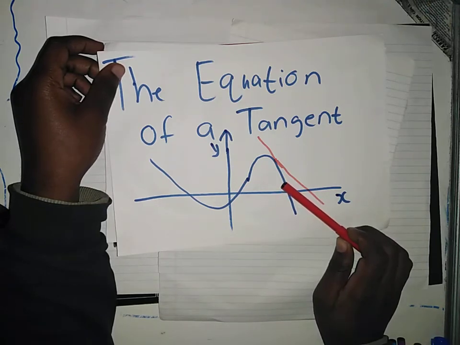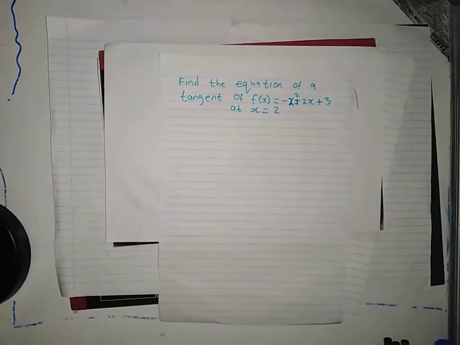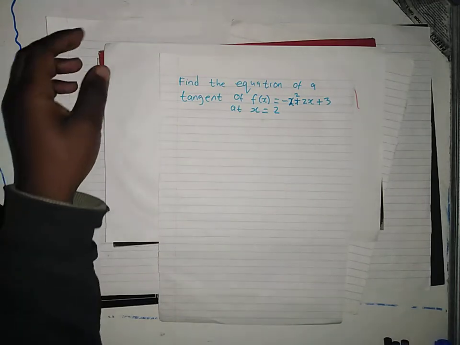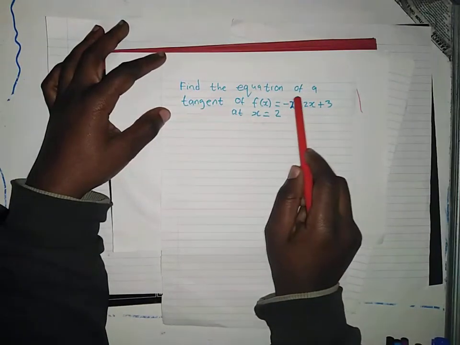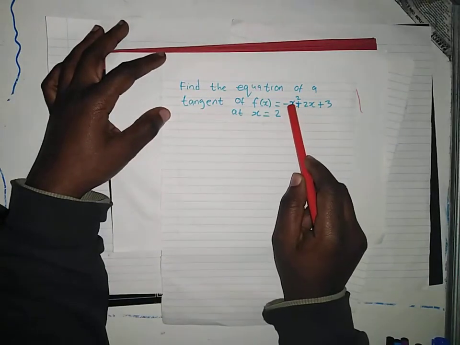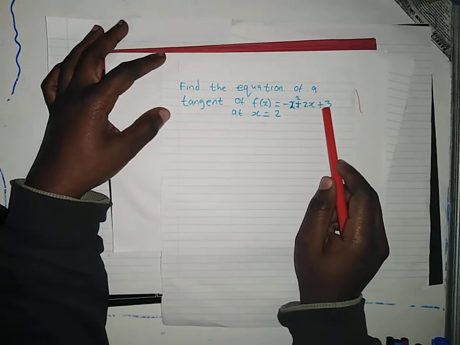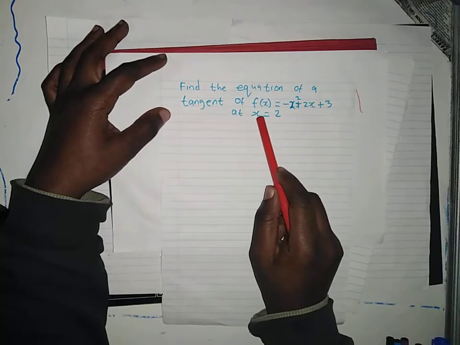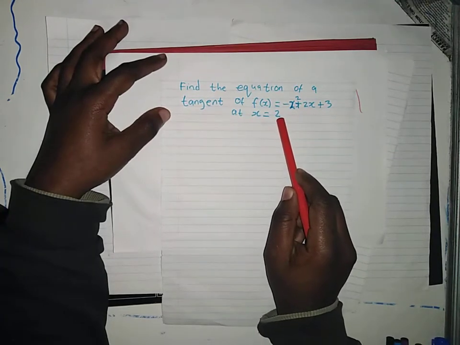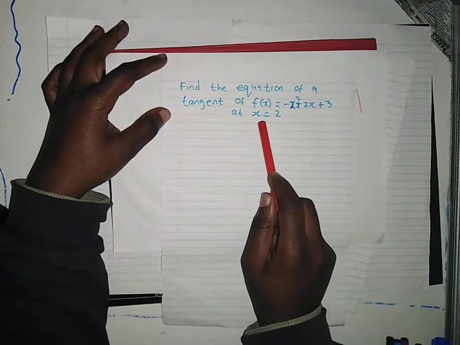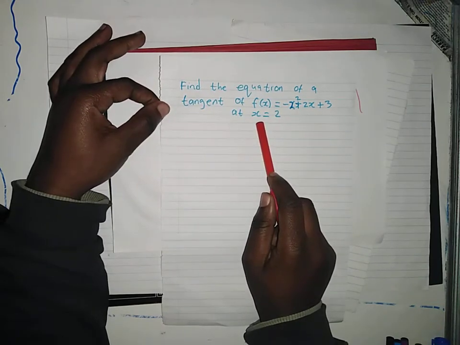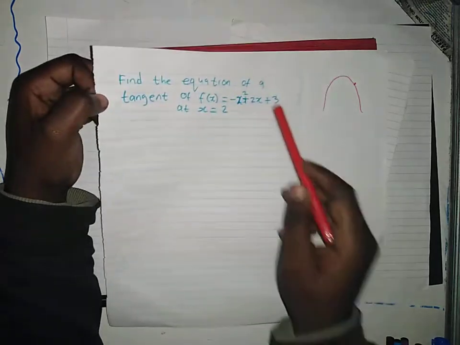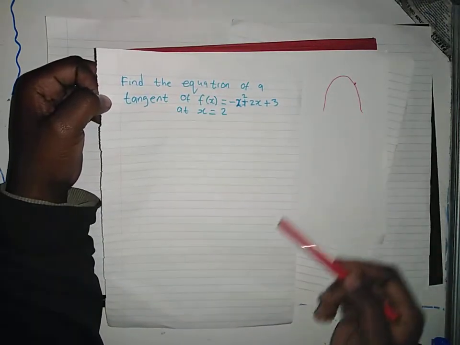All right. So how do we find the equation of a tangent? Now, let's use a question for that. So they are saying here we must find the equation of a tangent of f at x is equal to minus x squared plus 2x plus 3 at x is equal to 2. So we're given a function and an x point where this tangent touches this graph. So this graph is more or less like this.